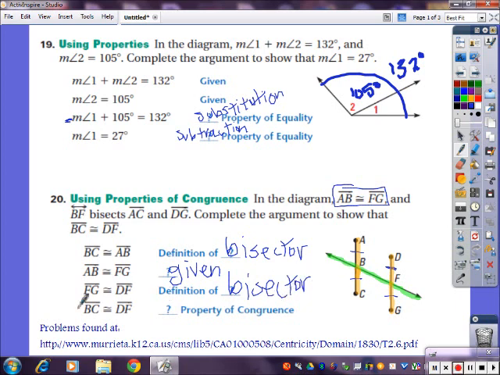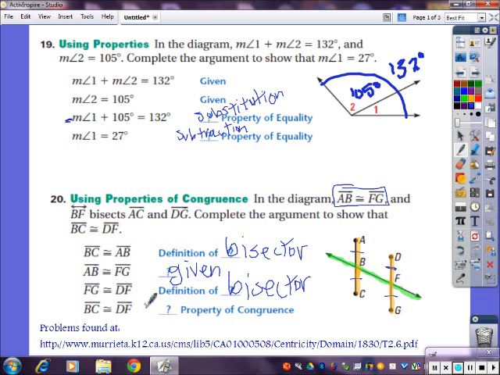And then the last thing says blank property of congruence. Well, we only learned 3 properties of congruence. We have reflexive, symmetric, and transitive. Reflexive, if you think back to yesterday, is we're saying that something's congruent to itself. Well, that's not what's being said here. We're not saying segment BC is congruent to segment BC, so I know it can't be reflexive.